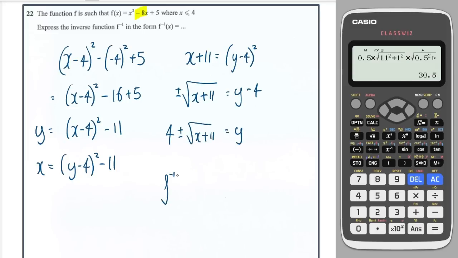And the last step is to say the inverse function is equal to, and we must check the domain, x is always less than or equal to 4, which means that the inverse function can only give out values which are less than or equal to 4, and because of that I must select minus here such that my value is less than or equal to 4.